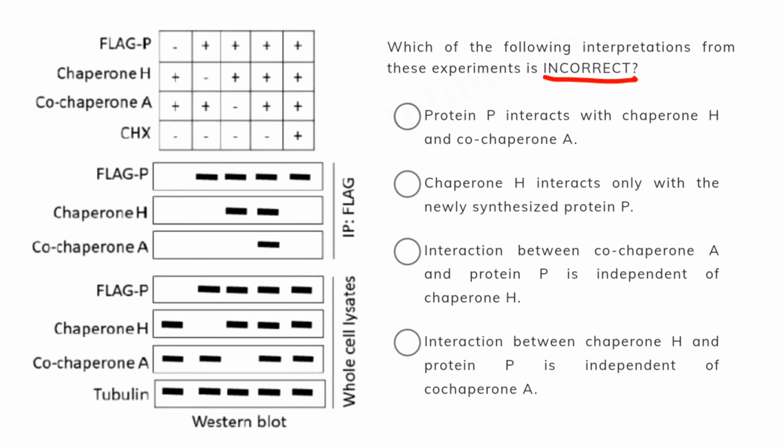The third option, which states that the interaction between co-chaperone A and protein P is independent of chaperone H, is incorrect. Co-chaperone A can associate with the protein P only if chaperone H is present. The fourth option is correct because the interaction between chaperone H and protein P does not require co-chaperone A. This is evident from lane 3, where the band for chaperone H is visible even in the absence of co-chaperone A.